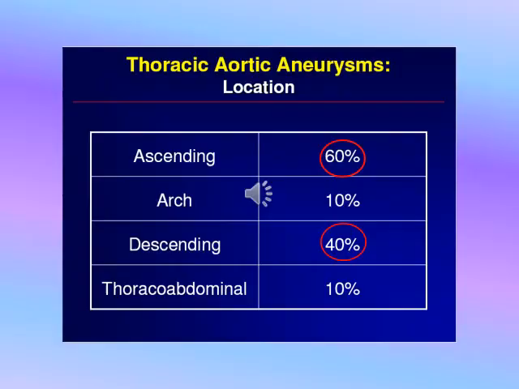The commonest areas affected with thoracic aortic aneurysm are the ascending aorta followed by the descending thoracic aorta. These are followed least by the arch and the thoracoabdominal, which affect mainly 10% of the cases of thoracic aortic aneurysms.